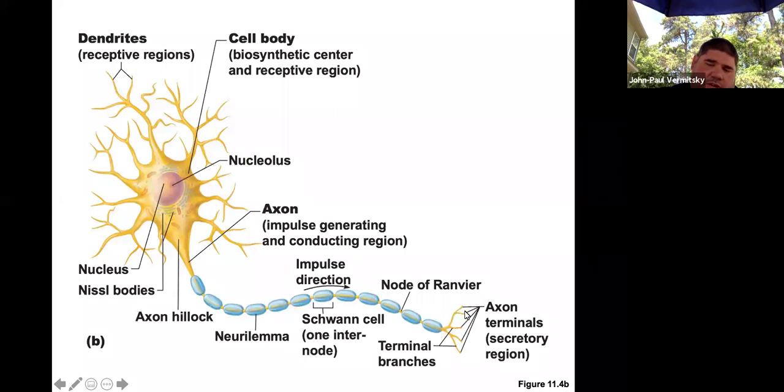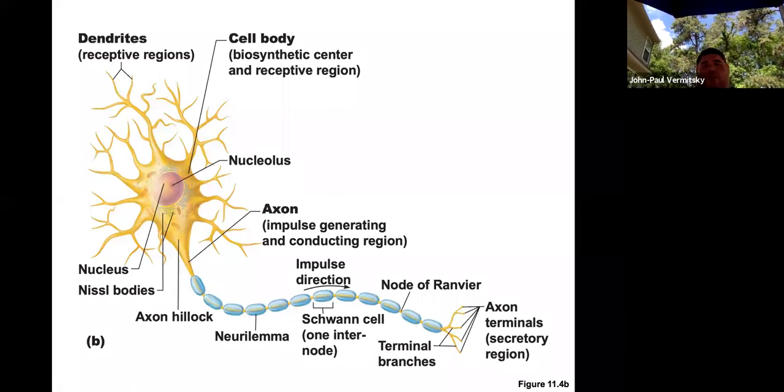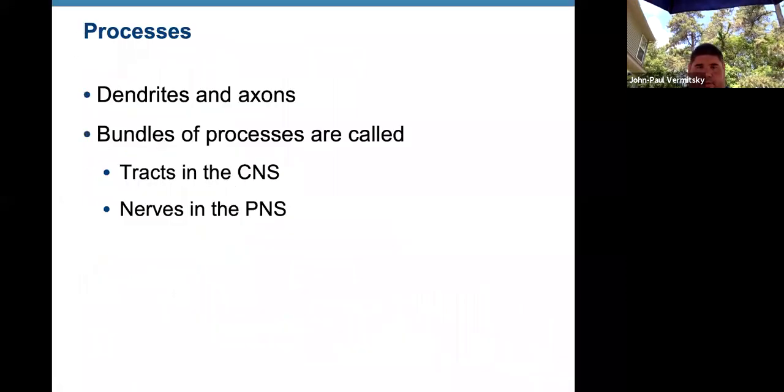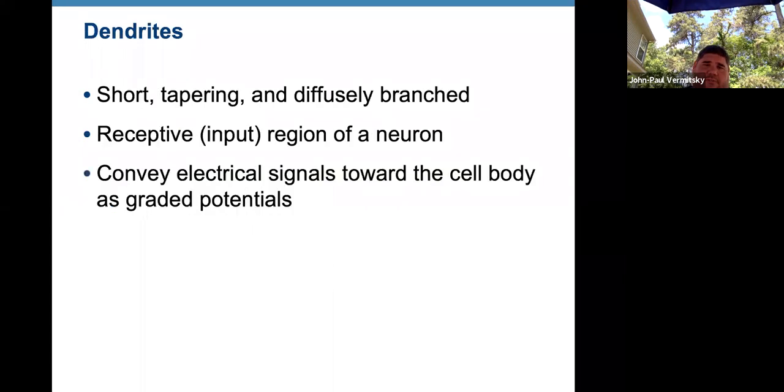And this is what we saw connected to the skeletal muscle in that case where they were releasing the neurotransmitter and you got the signal across to the muscle. So your two primary processes are dendrites and axons. The bundles of the processes are called tracts in the central nervous system, but they're called nerves in the peripheral nervous system. They're the same thing, it's just depending on the location, they're called different things.